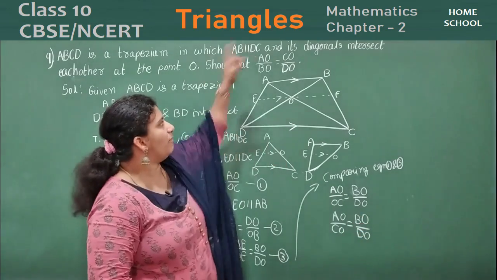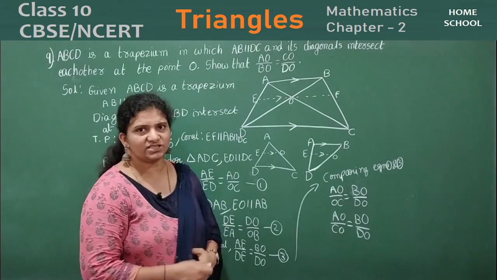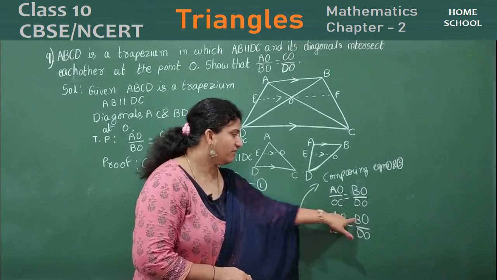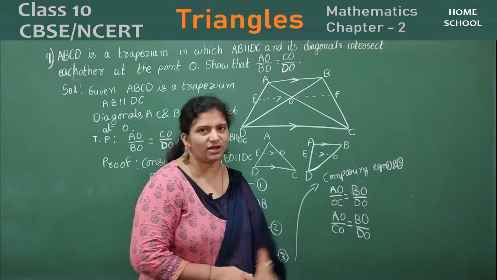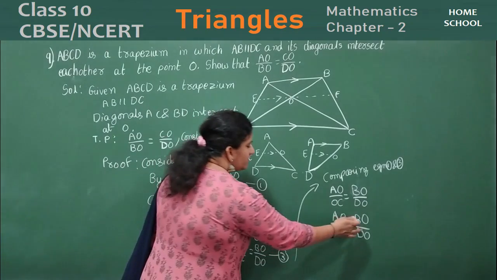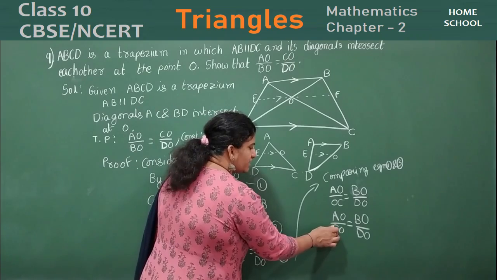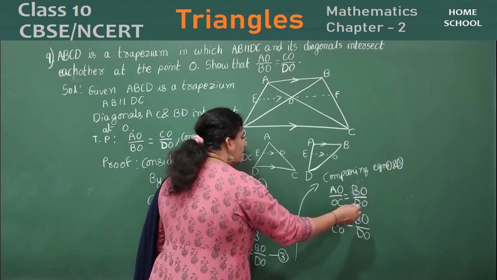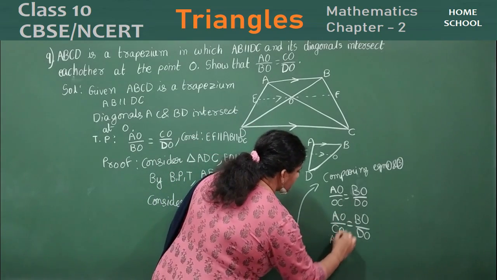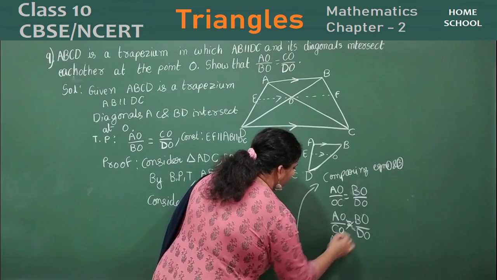So now compare your proof. Same there? No, still something changed. What is that? This BO should come here. This CO should come here. So let's exchange. This BO numerator, if it comes to the other side, becomes denominator. This CO, if it goes to the other side, is multiplied to the numerator. So let's cross multiply. Only BO CO, not AO DO. Okay?